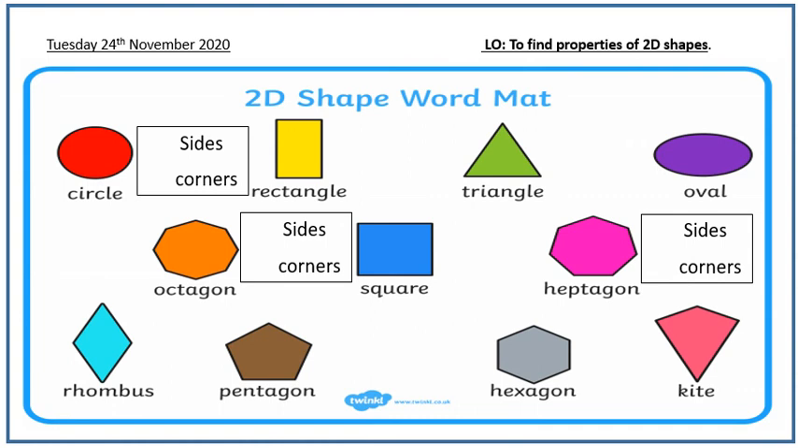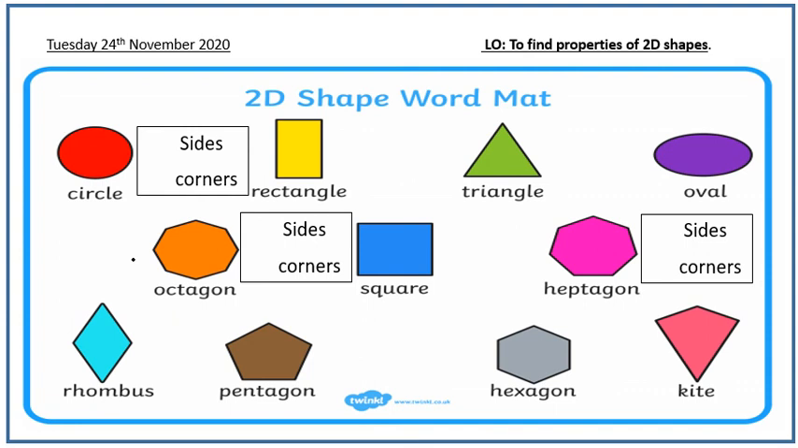Have a look at these shapes from yesterday. Do you remember their names? Let's have a quick recap. So we have a circle, a rectangle, a triangle, an oval, a heptagon, kite, hexagon, square, pentagon, rhombus, and an octagon. Did you remember those from yesterday? Well done if you did. Now we're going to look at their properties as well.